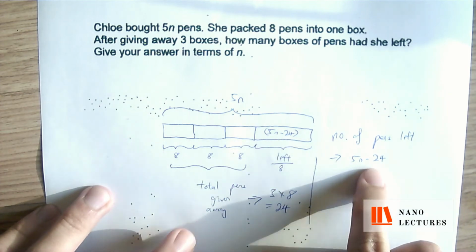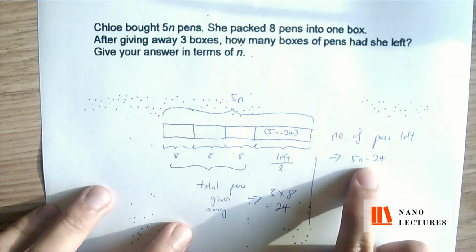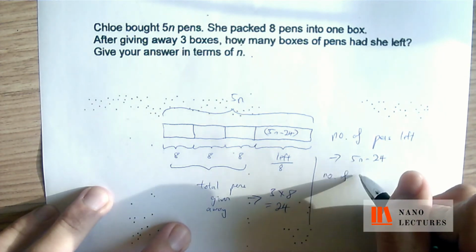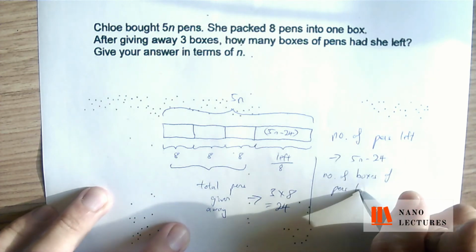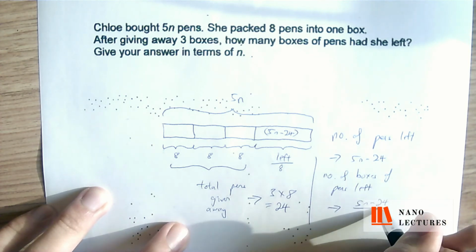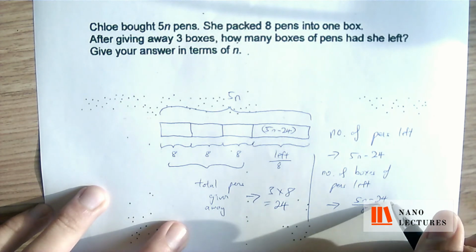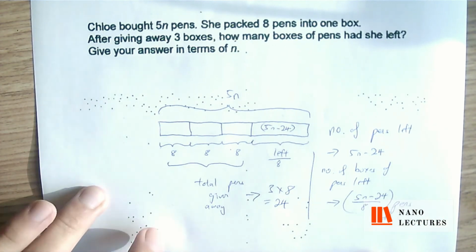And in order to find out the number of boxes of pens she had left, you have to take the number of pens that is left divided by 8. So the number of boxes of pens left will be (5n minus 24) over 8. And since you can't simplify this any further, this will be the final answer. Alright, done.